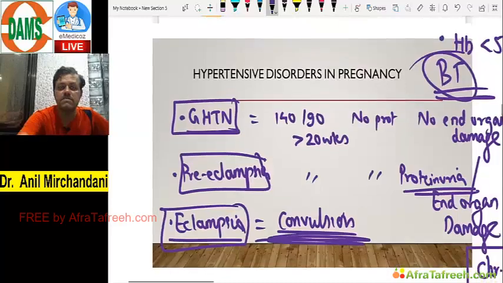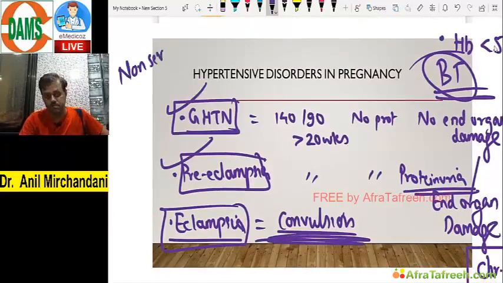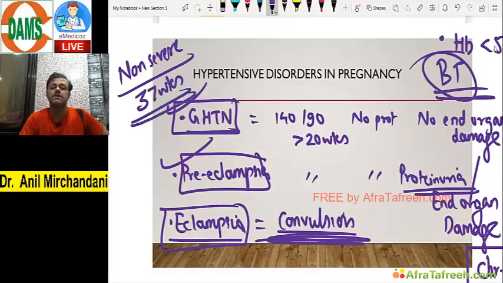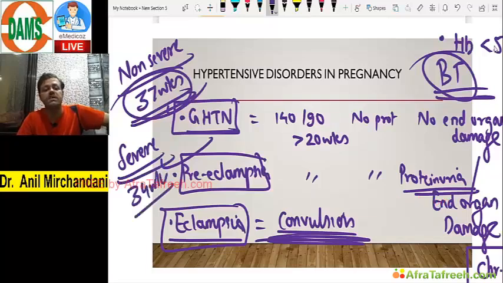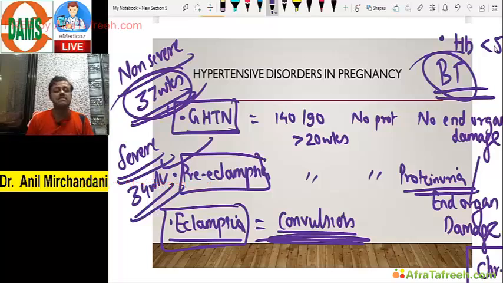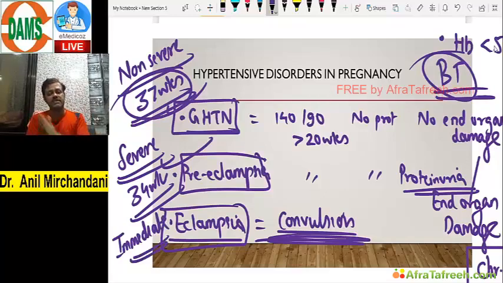Guys, girls, remember, if there is gestational hypertension or preeclampsia which is non-severe, we can extend the pregnancy till 37 weeks. If it is severe, then 34 weeks is the time when you have to terminate pregnancy. Severe preeclampsia, the deadline is 34 weeks. Non-severe preeclampsia, 37 weeks. Eclampsia, termination is immediate. Is there need for magnesium sulfate in severe preeclampsia?